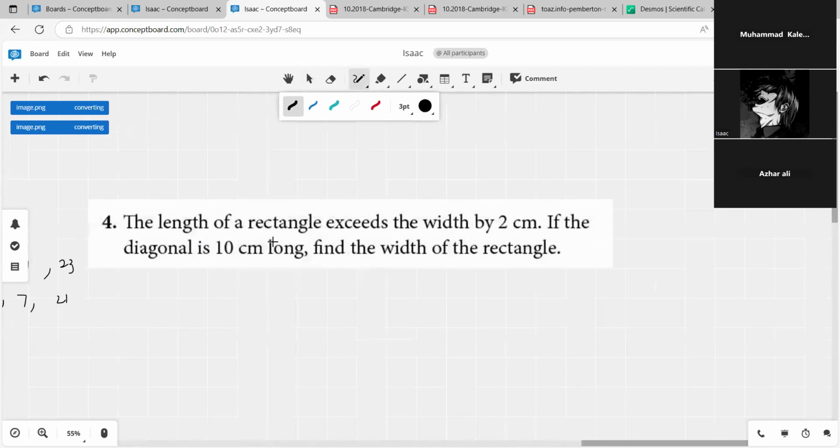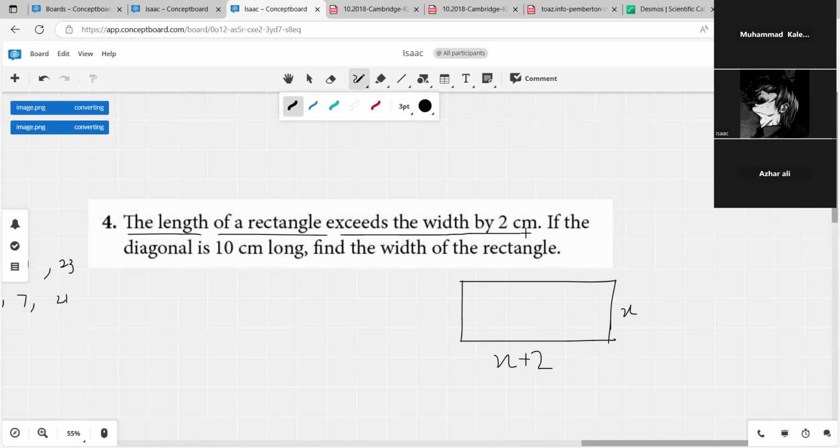Here we have the question. We have a rectangle. For better understanding, I will just sketch the rectangle. It's not a part of the question, but just for understanding. The length of a rectangle exceeds the width by 2. Let's assume that its width is x, then what is the length? Length is x plus 2, according to their statement.